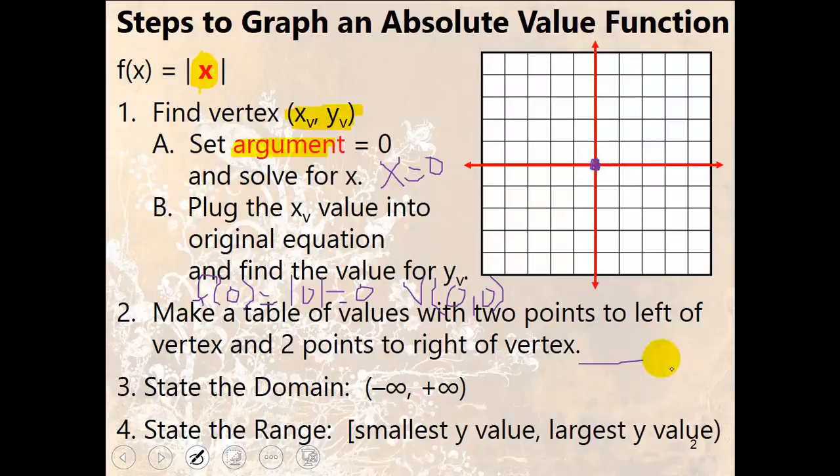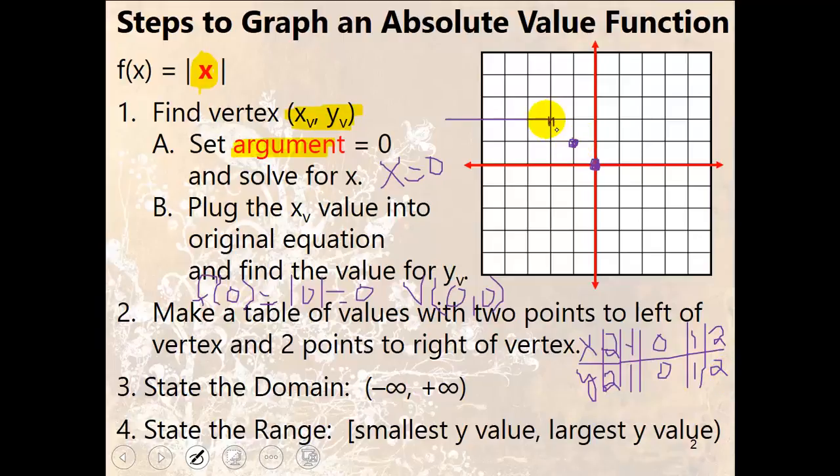Then what we're going to do is make a table of values, and we're going to put our vertex in the center, and then find a couple points to the left and a couple points to the right, okay? And we're going to graph those. So if I plug in a -2, I'm going to get out a +2. And if I plug in a -1, I'm going to get out a +1, and 1, 1, and 2, 2. Just like that. I'm just plugging it into the equation and calculating. Now I'm going to put them on a graph.